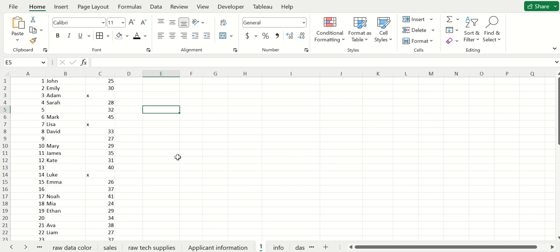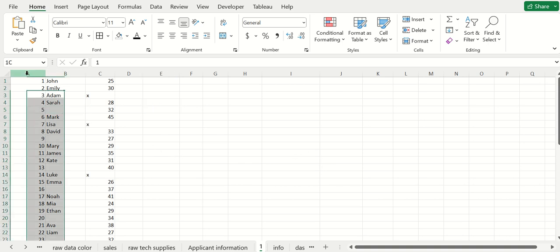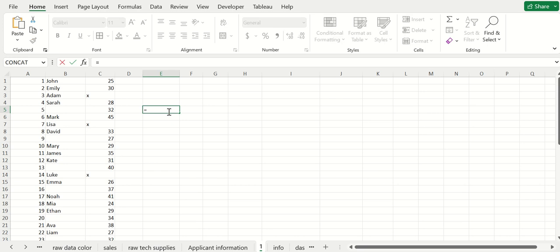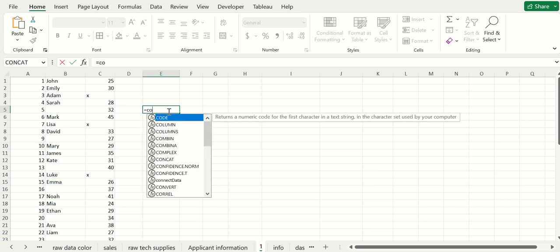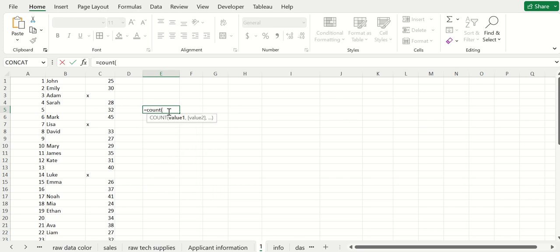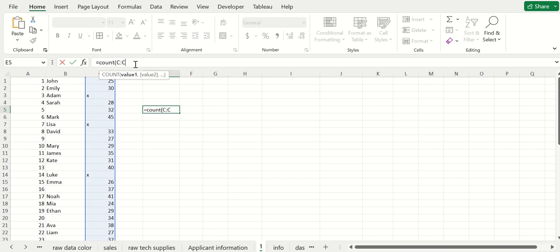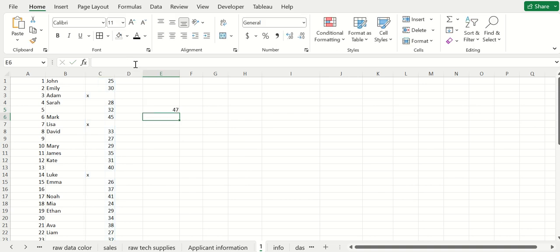So here in my dataset, I've got the order number, I've got the customer name, and then I've got their age right here as well. So I'm going to start by using the Count function. I'm going to write equals COUNT, open my parentheses, and then highlight all of column C because I want to look at all of their ages. Once I've got that highlighted, I'm going to close my parentheses and hit enter.